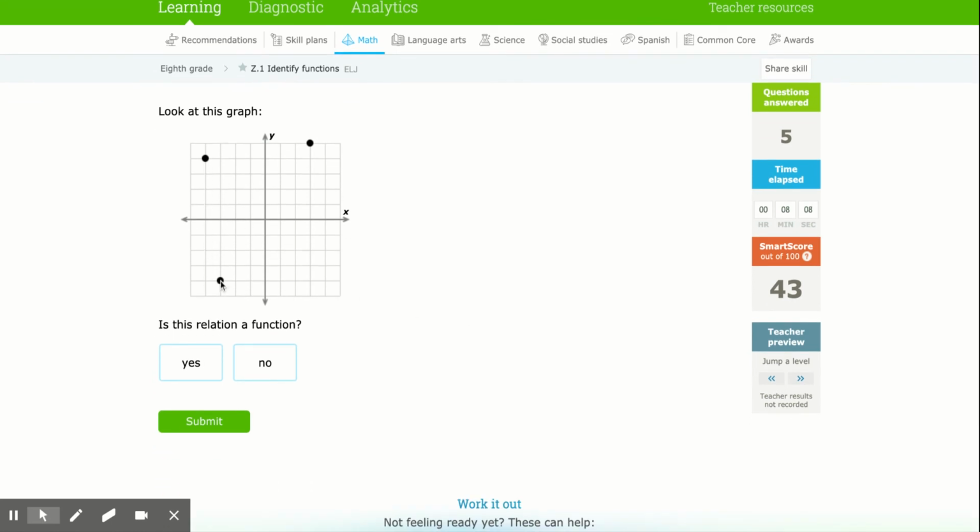This is not over that one. There's no points over each other, so that is a function.